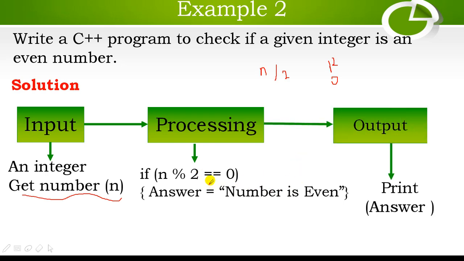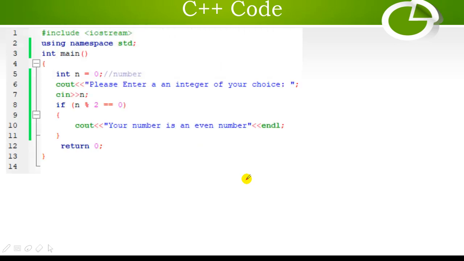So once we find the number and it is divisible by 2, we initialize the answer: number is what? Even. So we print what? Answer to the screen. So in this context, this answer will be set to number is even only and only if n modulo 2 is the same as what? 0. So let's see its implementation. Please feel free to copy the codes into your compiler and run it and see.